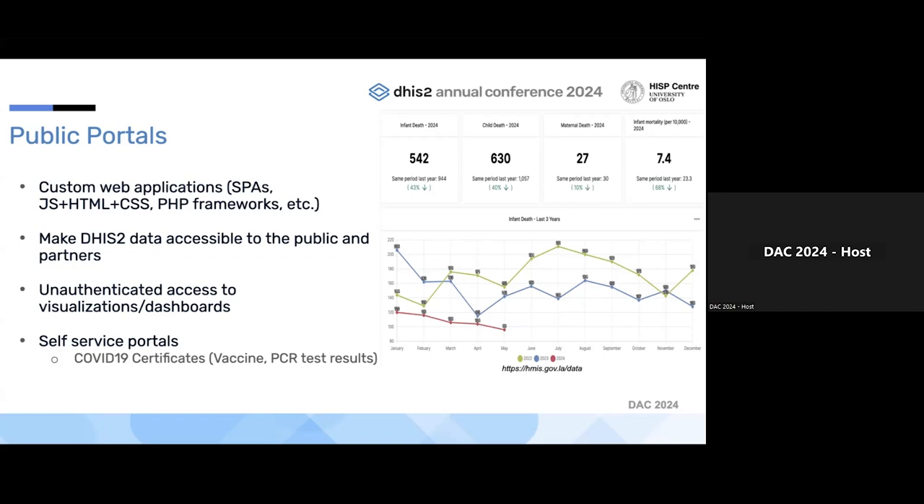One other use case that we have seen during the COVID-19 pandemic was to generate COVID-19 vaccine certificates and PCR test results, where some countries implemented a self-service portal where a citizen or a patient can input their phone number and a unique tracker ID in some fields and click a button to generate their certificates. So that's another use case of public portals.